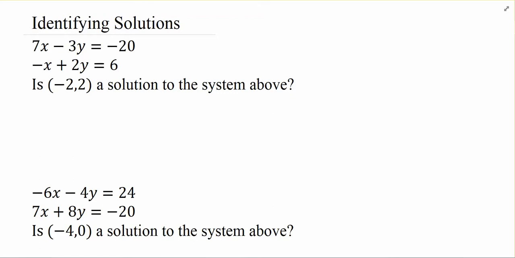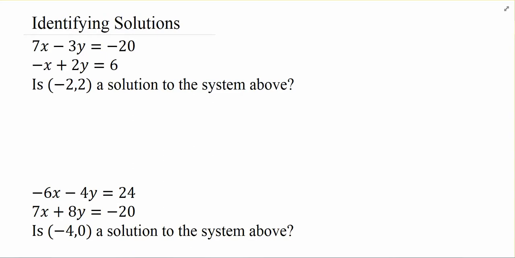So for starters, we've got to talk about what it means to be a solution to a system of linear equations. A system of linear equations, for what we're looking at anyhow, is two equations with two unknowns in them. And a solution is an ordered pair that satisfies both of the equations at the same time. So it doesn't just work in one of them, but it works in both.